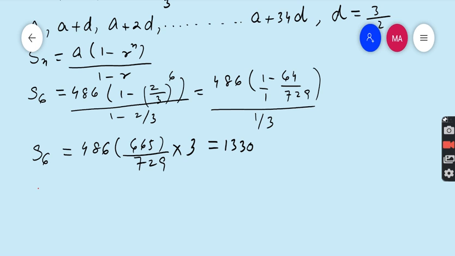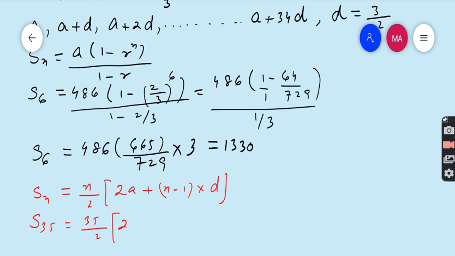What is the formula of Sn in arithmetic progression? n upon 2 into 2a plus n minus 1 into d. For 35 terms, S35 is 35 upon 2 into 2a, where a is unknown, n is 35 minus 1, and d is given, that is 1.5. So S35 is equal to 35.